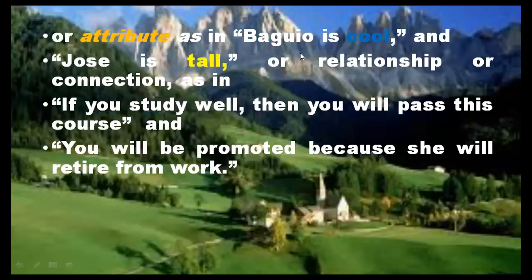So, attribute. Baguio is cool. Ibig sabihin, ang Baguio now is having frost. Yung report yung gabi, yung mga tanim nila, unti-unting namamatay because of ice. Talagang very, very cold. Nagtatanong iba, may global warming ba o global cooling? Now, or a relationship or connection. If you study well, then you will pass this course. Not only that, if you study well, you will have high grades and you deserve it.